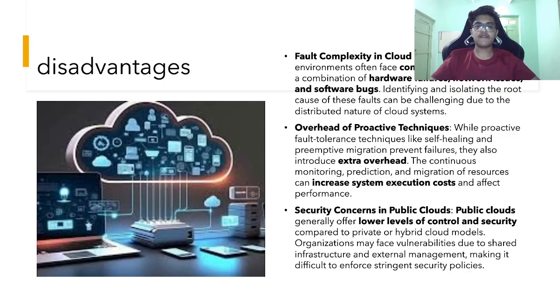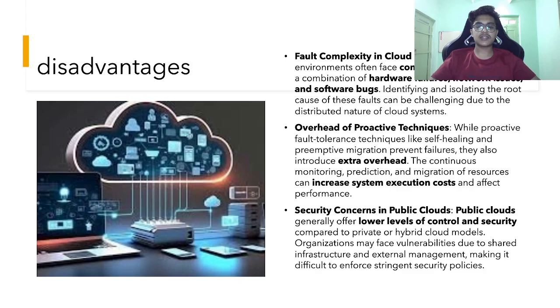Next one is going to be the overhead of proactive techniques. While proactive fault tolerance techniques like self-healing and preemptive migration are going to prevent failures, they also are going to introduce extra overhead. This continuous monitoring, prediction and migration of resources can increase system execution cost and affect the performance as a whole.